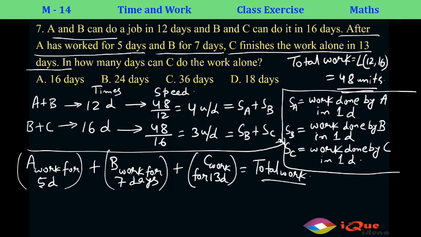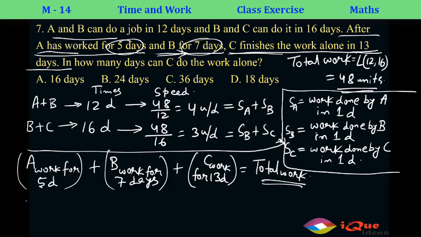It is immaterial here whether they work together or not. It says in all, A has worked for 5 days and B has worked for 7 days. So whether they work together or not, it doesn't matter. I repeat, here it says very clearly the total time that A has spent is 5 days and B has spent is 7 days, and after that C has spent 13 days. So A's work for 5 days, B's work for 7 days and C's work for 13 days is equal to total work. Now A's work for 1 day, we have taken it as SA.